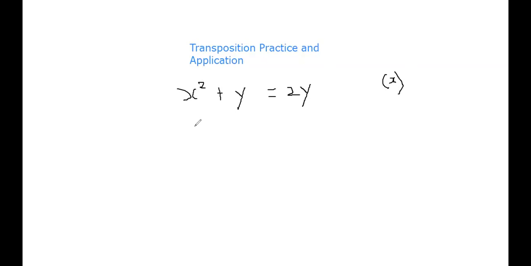So here we have x squared plus y equal to 2y. I want you guys to make x the subject for me. Make x the subject.